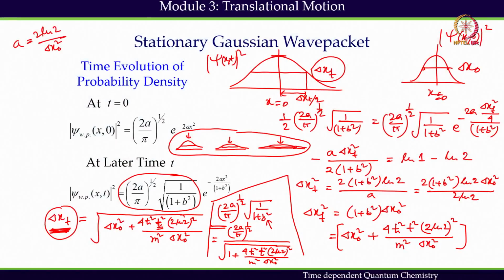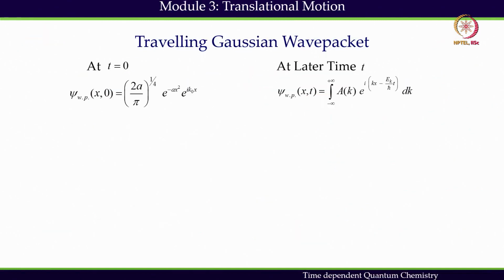As time progresses, how is the shape of the Gaussian changing? We have seen that it is broadening and the amplitude is also decreasing. So next we'll move to the traveling Gaussian, the Gaussian which will travel as a function of time.